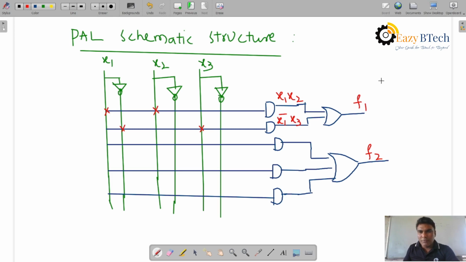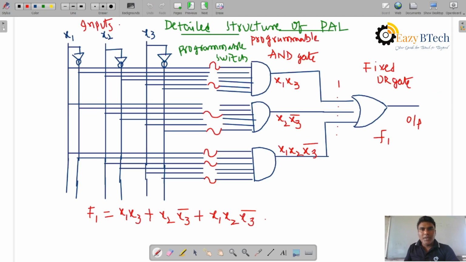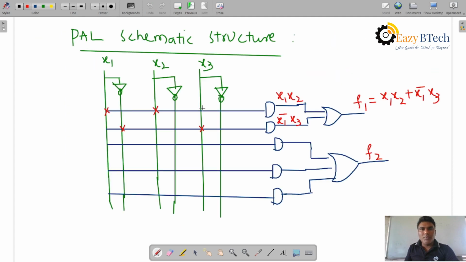So function f1 is equal to, according to the product terms, x1 x2 plus x1 complement x3, which you connected over here with a cross mark. There are no fuses; fuses would be in detail information. These are programmably connected switches, so when you are doing a problem, this is the easiest way to represent it.